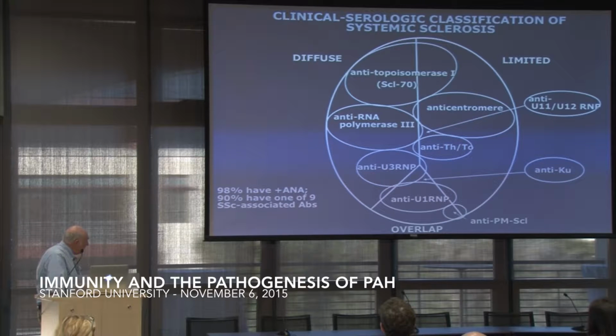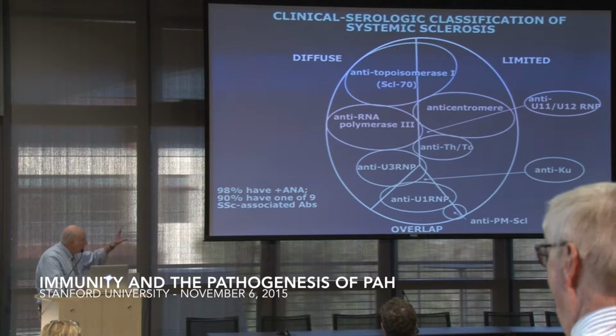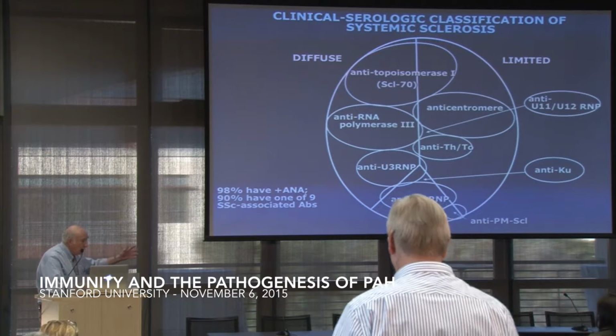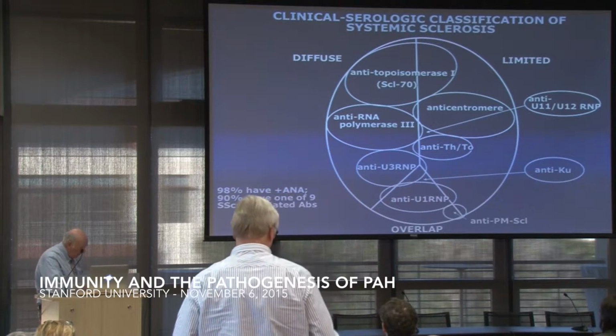At least 98% of our patients have a positive ANA, and 90% of those 98%, or 90% of 100%, have one of these 9 scleroderma-associated autoantibodies. We recently described a 10th one, which occupies another 1%. I think you can see that the bare spaces are overrepresented. These semicircles, ovals, should occupy 90% of the large oval.